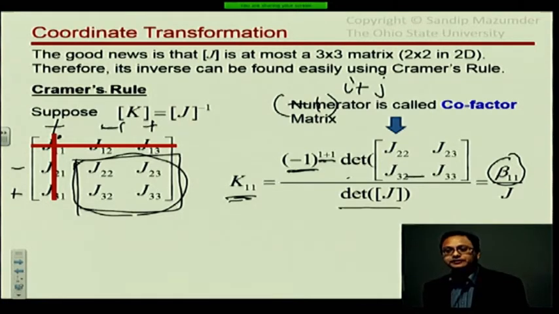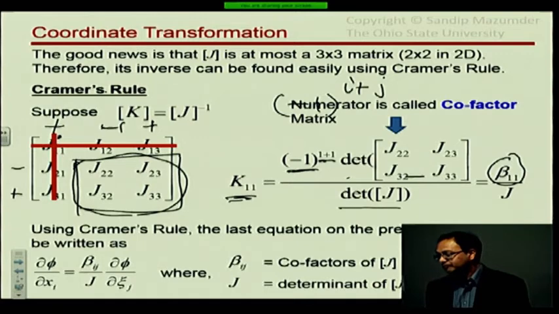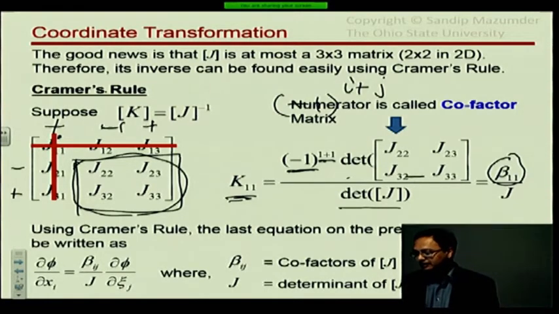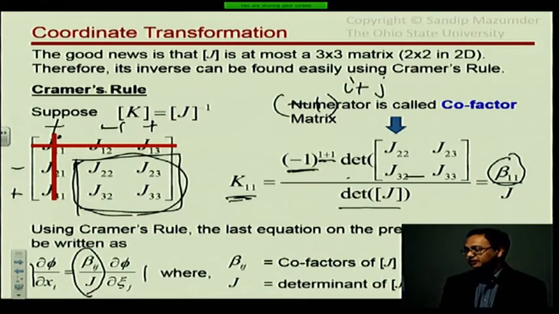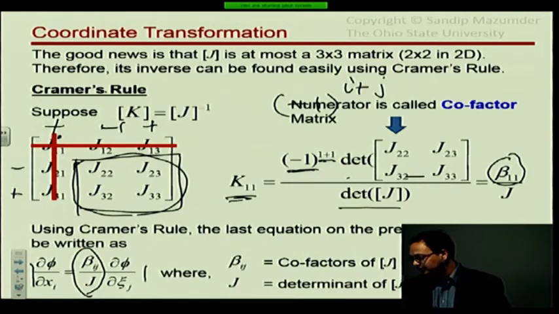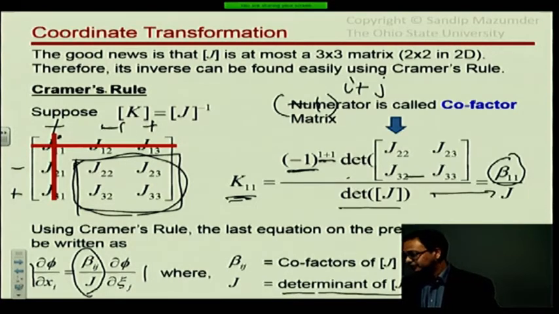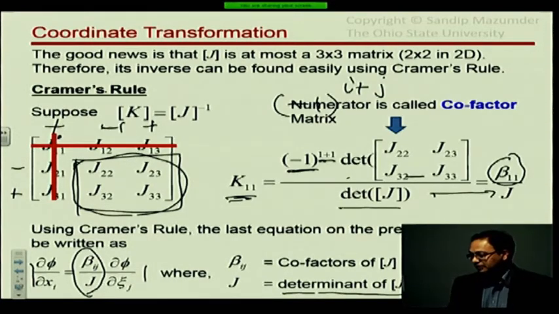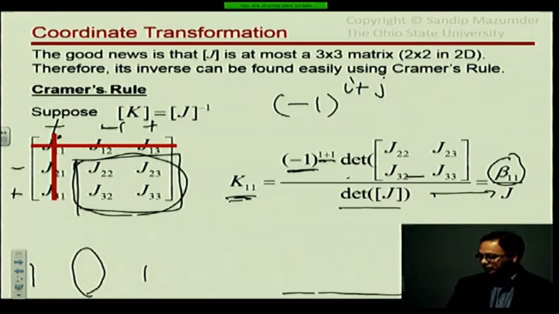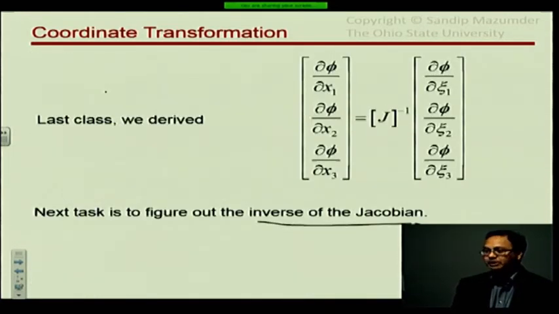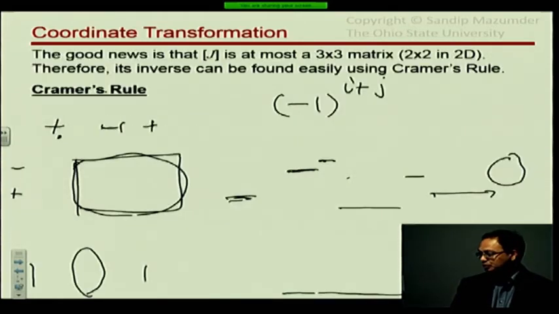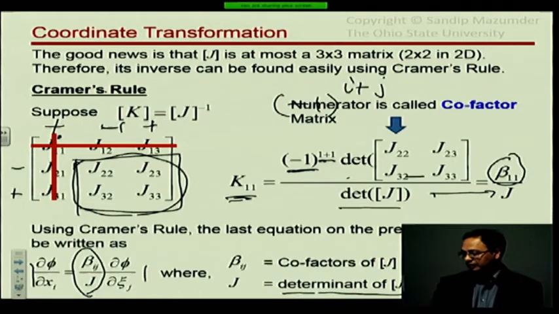Any questions? So therefore, instead of writing this is equal to J inverse times that, I can write it directly using Cramer's rule as beta ij divided by j, where j is now the determinant of the matrix J. So this denominator here, I've denoted it by j. So that's what my expression becomes. So this equation here that I had on the previous page essentially reduces, in compact form, to that equation right there.